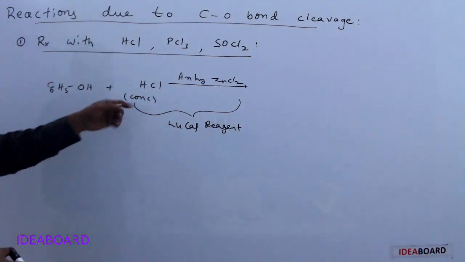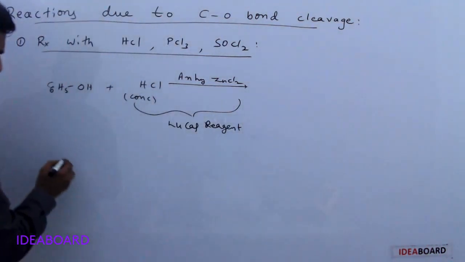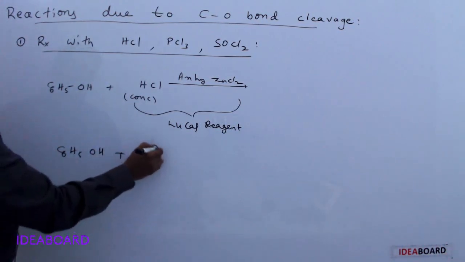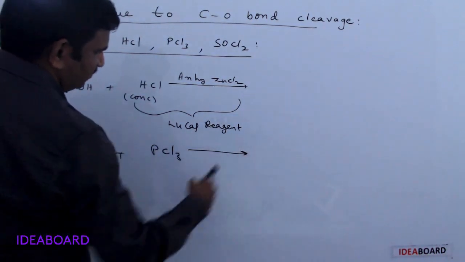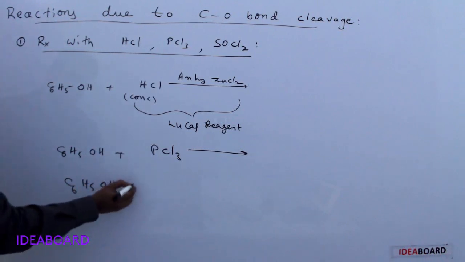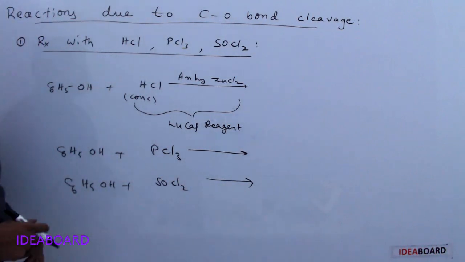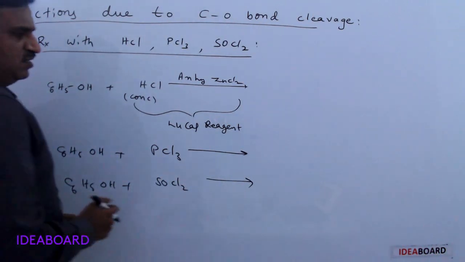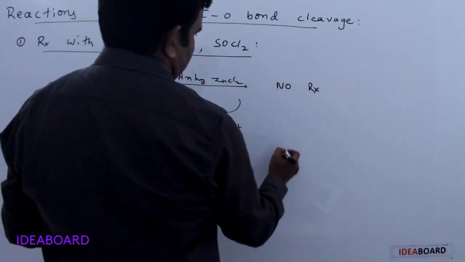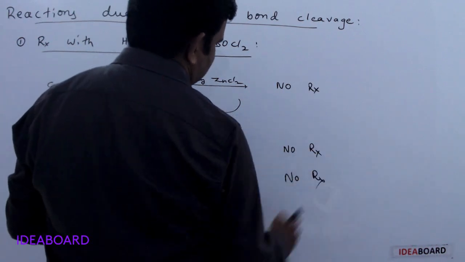So when phenol reacts with the Lucas reagent, what is the product? Similarly, phenol, C6H5OH, reacting with PCl3, phosphorus trichloride, or with SOCl2, in the presence or absence of pyridine. In all these reactions, no reaction is observed.